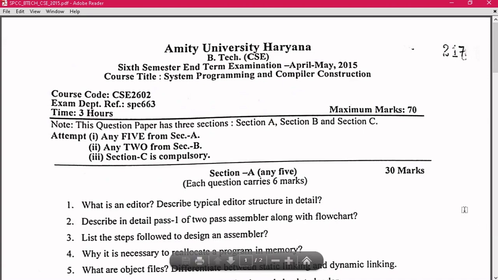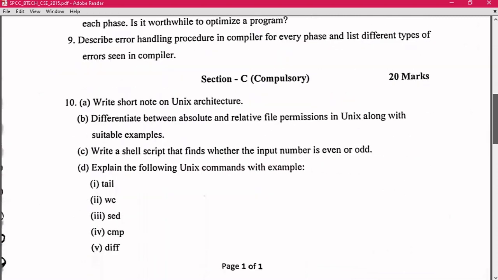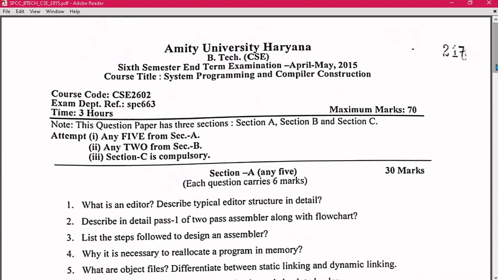Hello everyone. Let's discuss the end-term paper of System Programming Compiler Construction for May 2015. Now see here, this paper is quite theoretical, right? There is no numerical in this given paper. If you compare this paper with the 2014 paper that I have already uploaded, that one is a mix of theory and numericals, right?